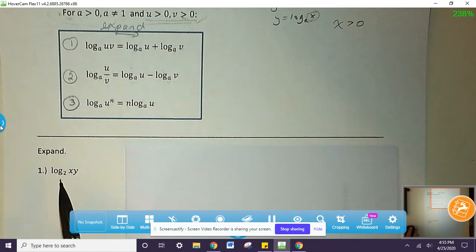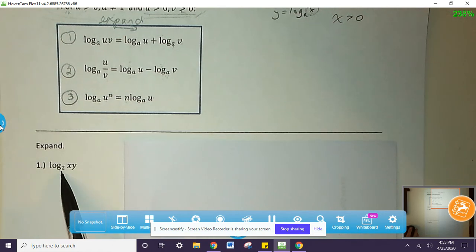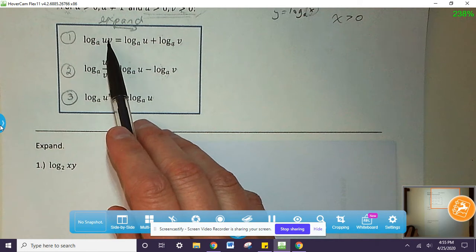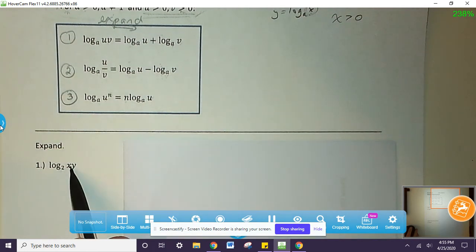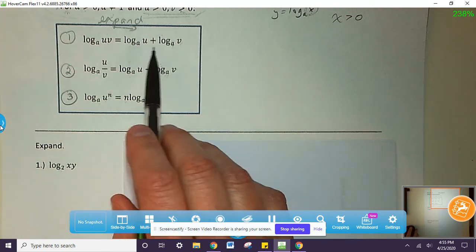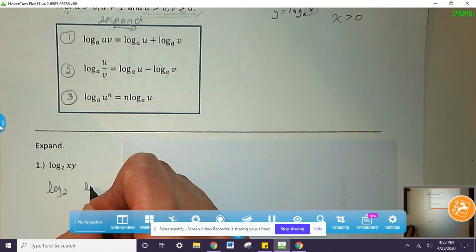Okay, so this is a one-step problem. We want to expand. This log has a base of 2. When you look inside, you want to ask yourself, do I see a product, a quotient, or a power? We see a product because that's x times y. So rule 1 says I can rewrite this as two separate logs.